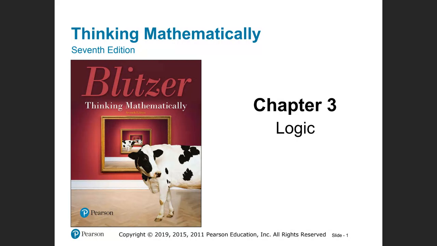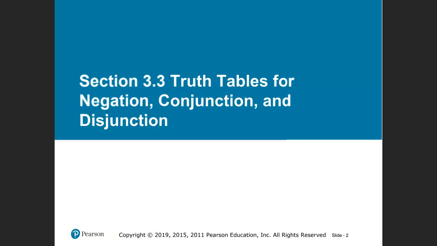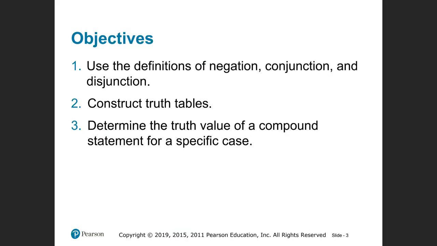We're continuing our discussion of Chapter 3 Logic, and today we're going to talk about truth tables. This is Section 3.3, Truth Tables for Negation, Conjunction, and Disjunction. The objectives are to use the definitions of negation, conjunction, and disjunction to construct truth tables and determine the truth value of a compound statement for a specific case.